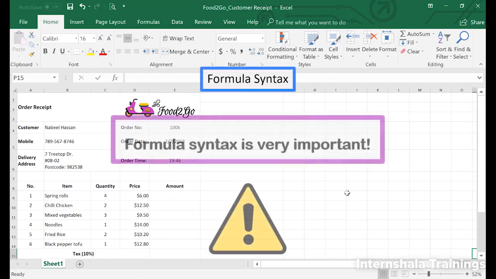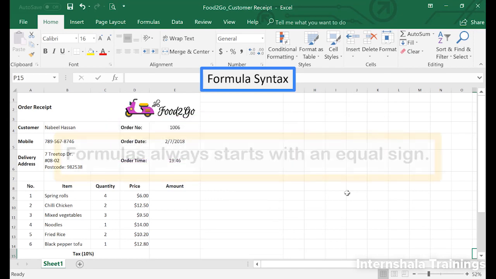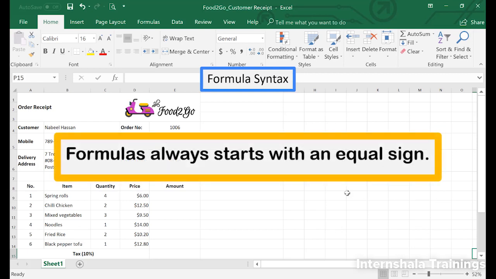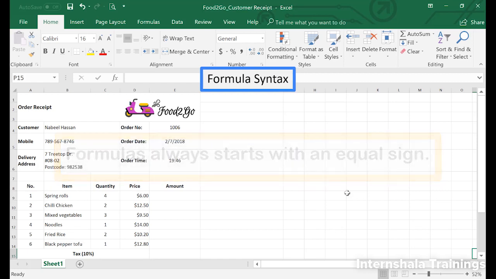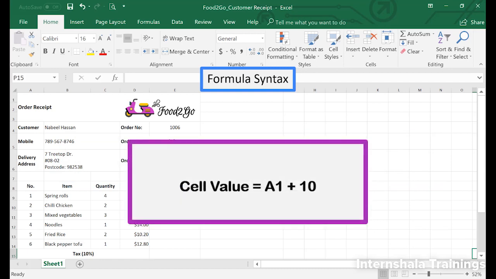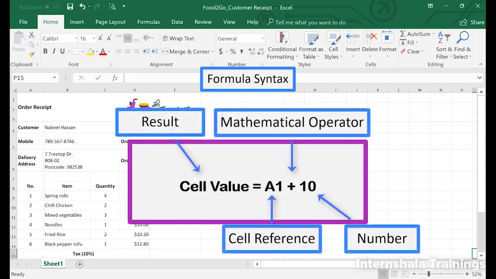The syntax is very important, which is how the terms in a formula are arranged. A formula always starts with an equal sign. This is because the cell contains or is equal to the formula and the value it calculates. The equal sign is followed by an equation that combines numbers or cell references with mathematical operators to calculate a result.